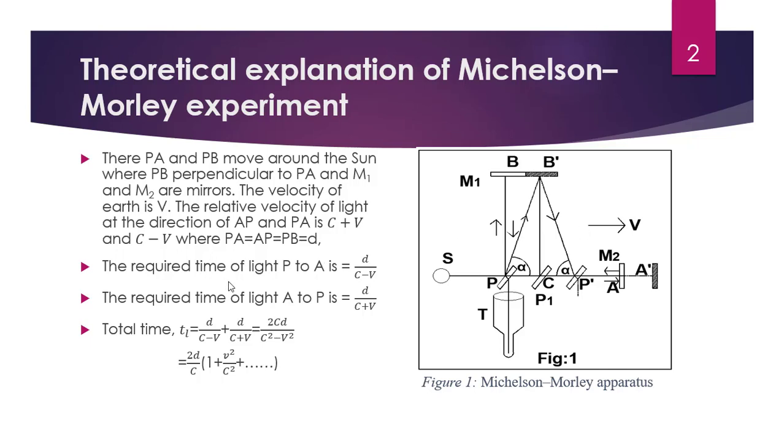So the return time of the light P to A is d by c minus v. It is just a simple equation, s equals vt. The return time of the light A to P is d by c plus v. So the total time is d by c plus v plus d by c minus v. Adding both times, you get the equation 2d by c times the bracket 1 plus v square by c square. It is an infinite series, and it is represented by TL. Let's go to the next slide.